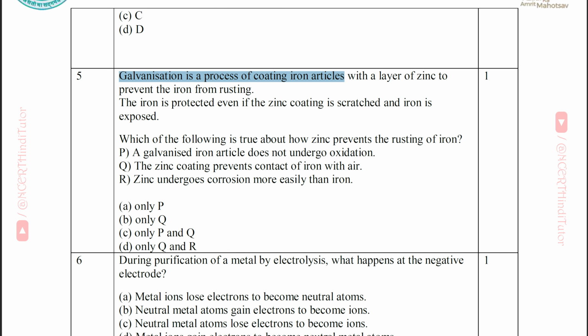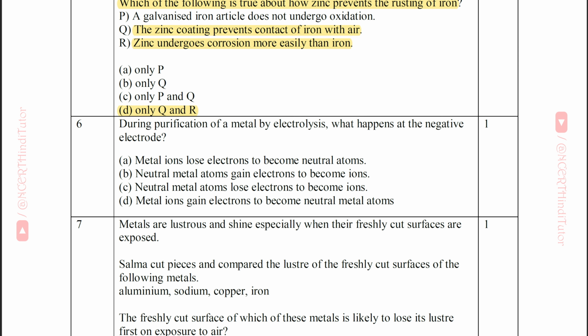Galvanization is a process of coating iron articles with a layer of zinc to prevent the iron from rusting. The iron is protected even if the zinc coating is scratched and iron is exposed. Which of the following is true about how zinc prevents the rusting of iron? Answer D. Only Q and R. That is, the zinc coating prevents contact of iron with air and zinc undergoes corrosion more easily than iron. Question 6. During purification of a metal by electrolysis, what happens at the negative electrode? Answer D. Metal ions gain electrons to become neutral metal atoms.